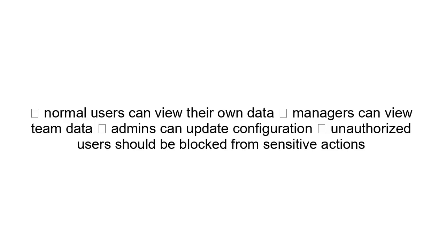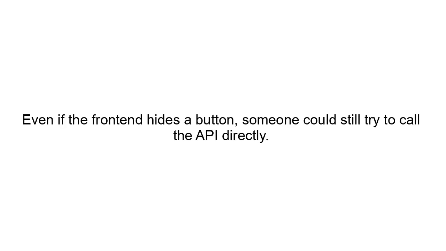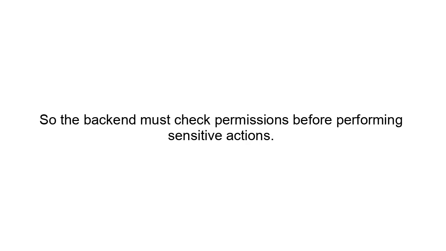For example: normal users can view their own data. Managers can view team data. Admins can update configuration. Unauthorized users should be blocked from sensitive actions. I also explained why backend checks were important. Even if the front end hides a button, someone could still try to call the API directly. So the backend must check permissions before performing sensitive actions.